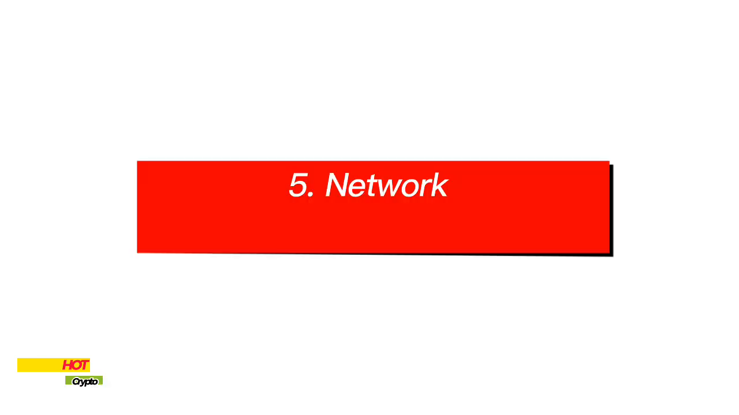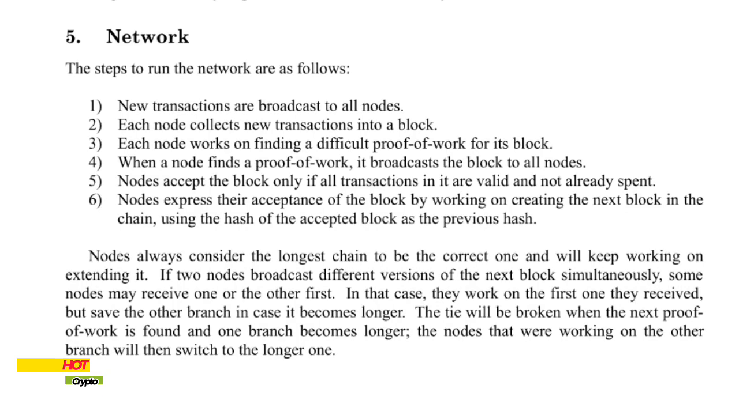5. Network. The steps to run the network are as follows. 1. New transactions are broadcast to all nodes. 2. Each node collects new transactions into a block. 3. Each node works on finding a difficult proof of work for its block. 4. When a node finds a proof of work, it broadcasts the block to all nodes. 5. Nodes accept the block only if all transactions in it are valid and not already spent. Nodes always consider the longest chain to be the correct one, and will keep working on extending it.